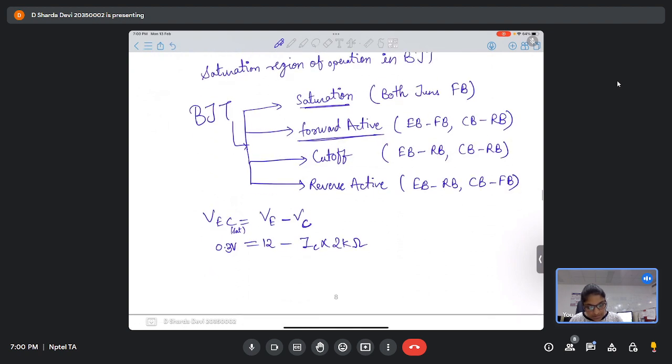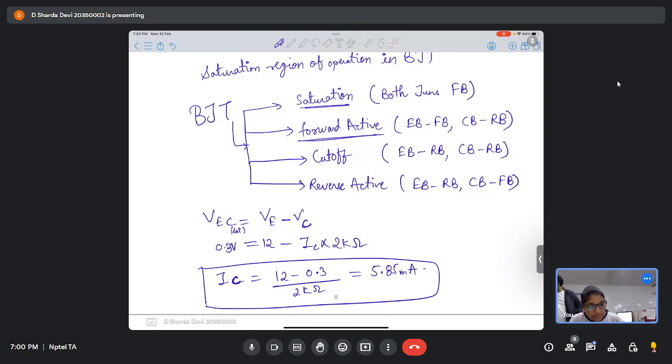So from here can we find IC? It's 12 minus 0.3 by 2 kilo ohms. How much is the IC that we are getting? 5.85 milliamperes, right? So now we have found out IC.